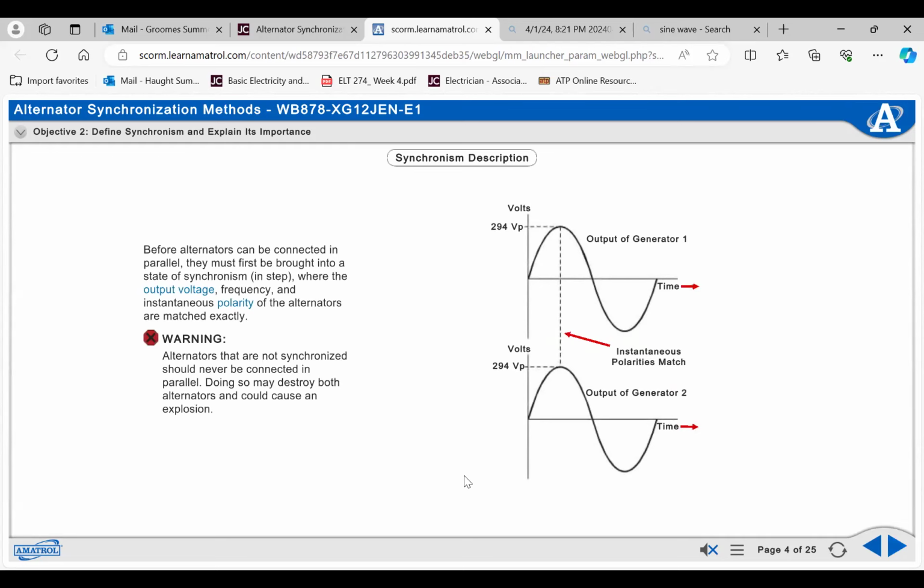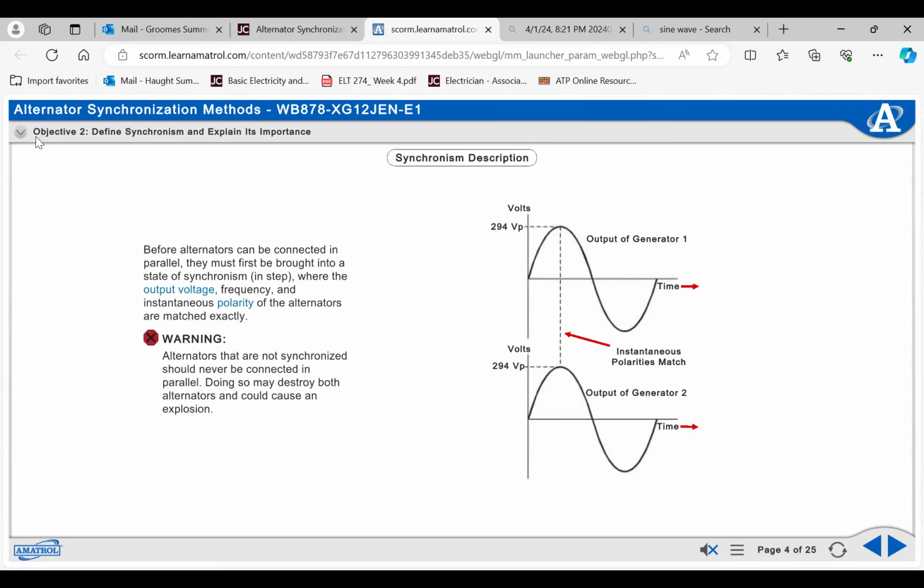So definitely skim through this. I don't want to skim through all of it and waste too much of your time, but essentially you need to synchronize the two alternators to ensure that they're working together and have the same parameters: the same voltage, the same frequency, the same polarity. If they don't match, it can be pretty dangerous. You can see that's what this warning is telling you. So this is definitely really important.